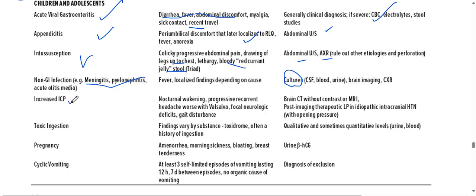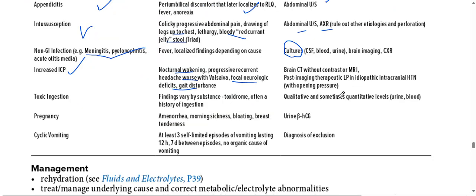The next cause of vomiting can be increased ICP: nocturnal awakening, frequent awakening at night time, progressive recurrent headache, worsening with Valsalva maneuver, early morning headache, focal neurological deficits and gait problems. Next is brain CT without contrast or MRI. Brain CT is important. Then therapeutic lumbar puncture in idiopathic intracranial hypertension.